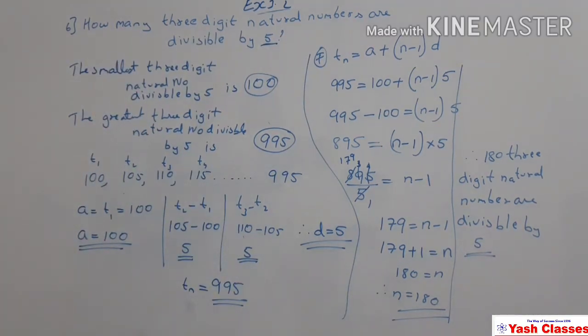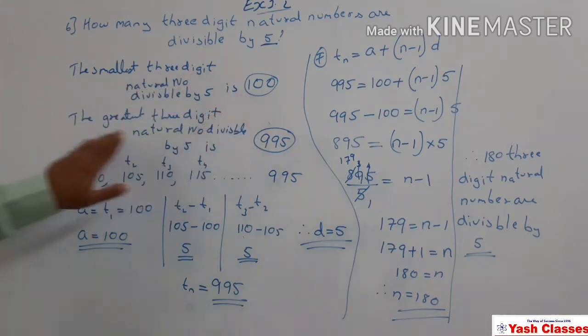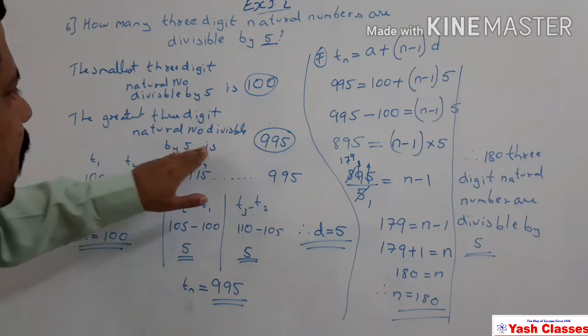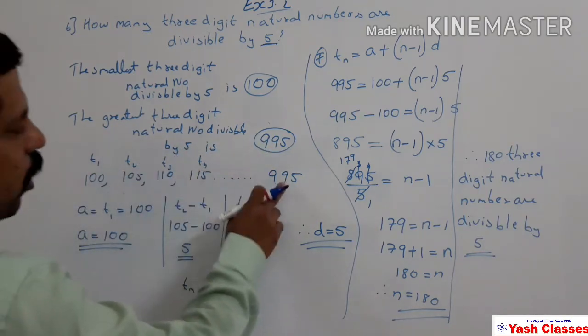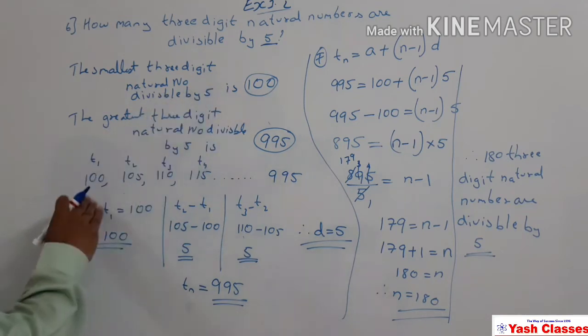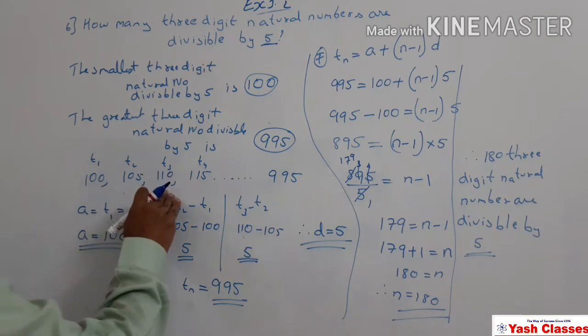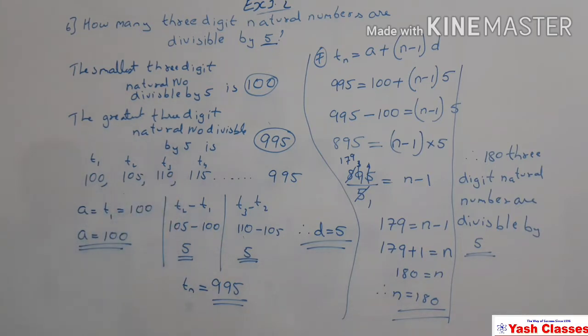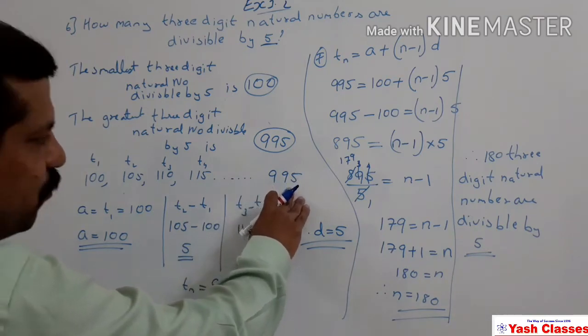Again, see here. How many 3-digit natural numbers are divisible by 5? We have to find. The smallest 3-digit number divisible by 5 is 100, and the greatest 3-digit natural number which is divisible by 5 is 995. Here T1, T2, T3, T4, how are we getting? 100. After 100 it is coming 105. Second number which is going by 5. And the third number will be 110, 115, 120, like this, etc. And the last number will be 995.